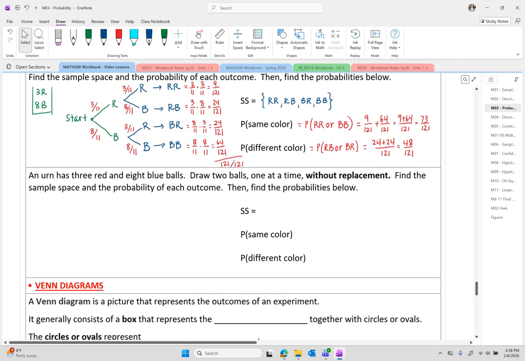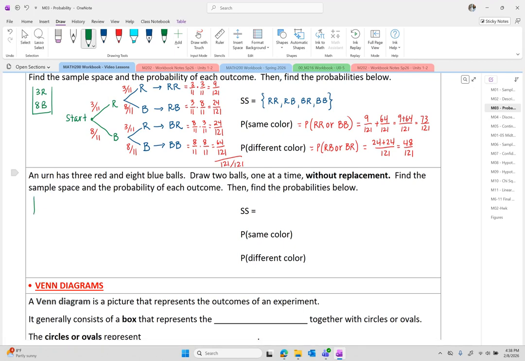So this is the same story, only now it is without replacement. So without replacement means that I start with 3 red and 8 blue. I pick up my first ball, and it could be red or blue. The probability could be 3 out of 11 for red and 8 out of 11 for blue, but I will hold the ball that I picked with my one hand, and I'm going to reach it with my other hand to grab the next ball.